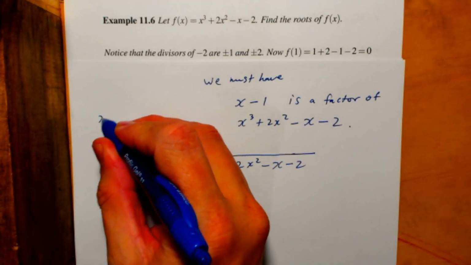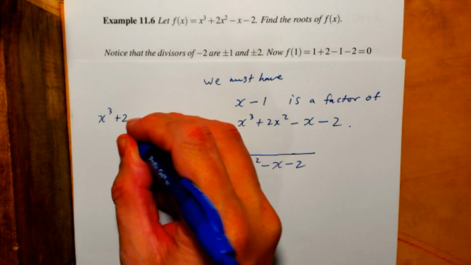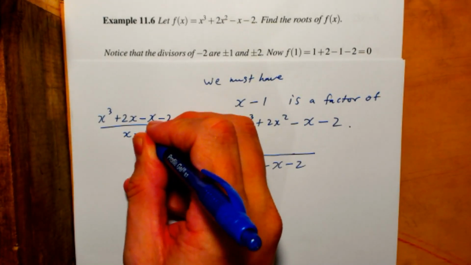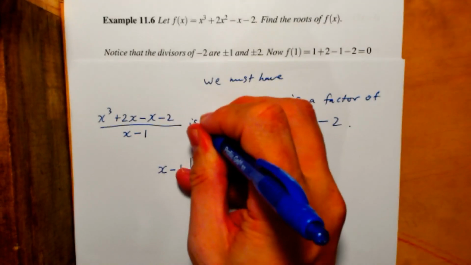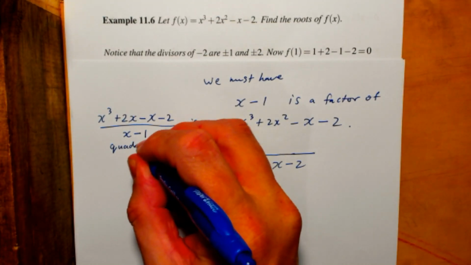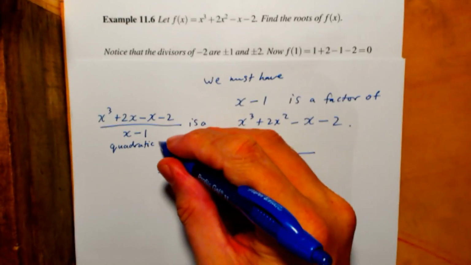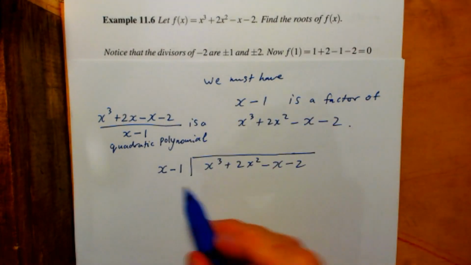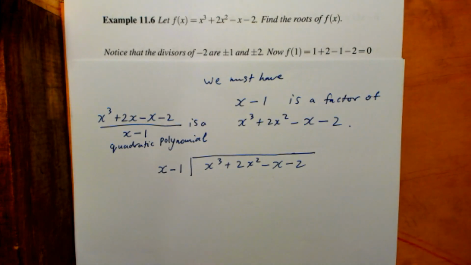Okay, so let's write that. x cubed plus 2x squared minus x minus 2, over x minus 1, is a, we don't even know what degree it is, it's quadratic. It's a quadratic polynomial. Right, so that's why we set up a long division. We want to find what that quadratic polynomial is so we can find the other factors and thereby find the other roots. Okay, so our long division starts by setting this up.